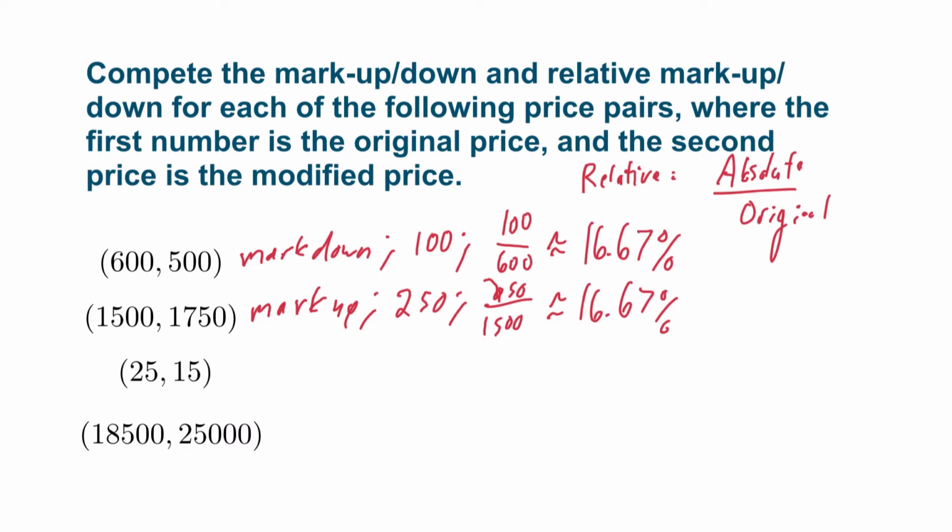Here we have an example of starting at 25 and going to 15. So this is a rather extreme markdown. The absolute markdown was 10. And what is the relative markdown? 10 divided by 25. So this is about a 40% markdown. This might be an example where the producer really wanted to get rid of whatever he had, so he slashed the price by 40% to encourage people to buy it.